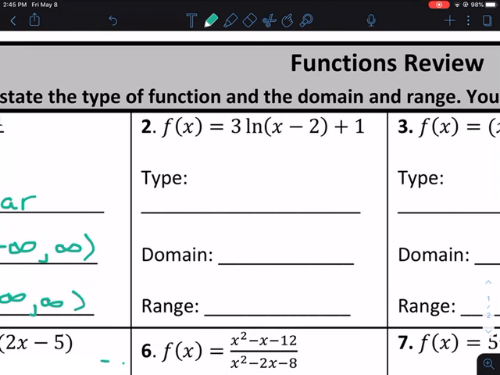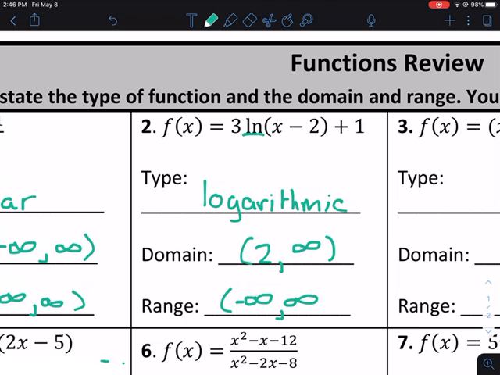And number 2, we have a logarithmic. The ln is natural log, but that's still a type of logarithmic. So logarithmic, which means the x, because it's minus 2, is going to move to the 2 right. So our input is going to be from 2 to infinity. Okay, and the range will be negative infinity to infinity.